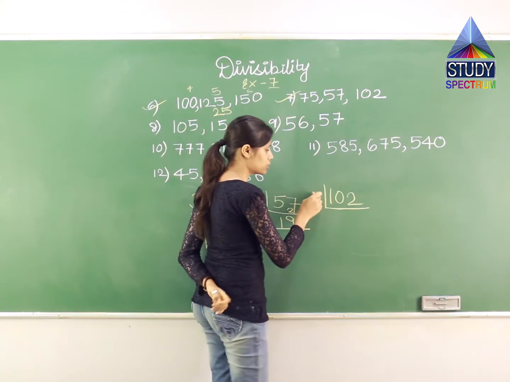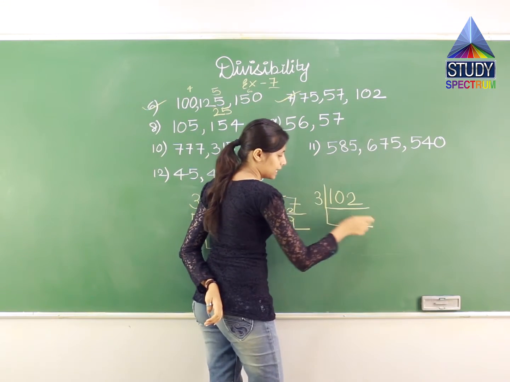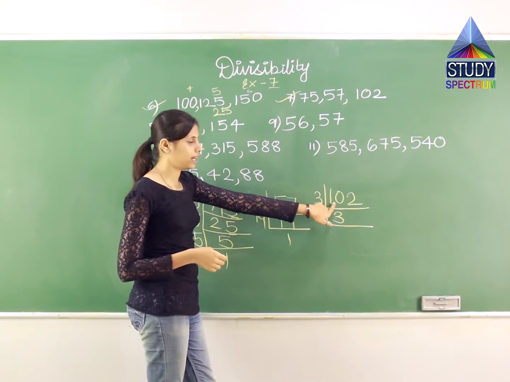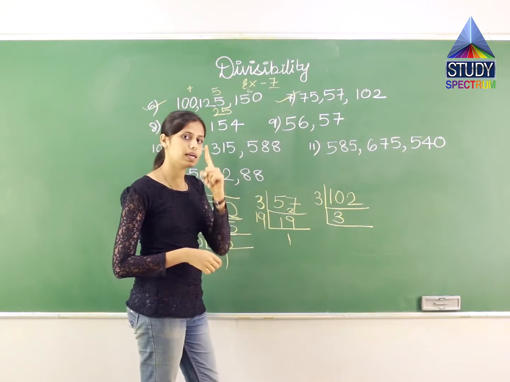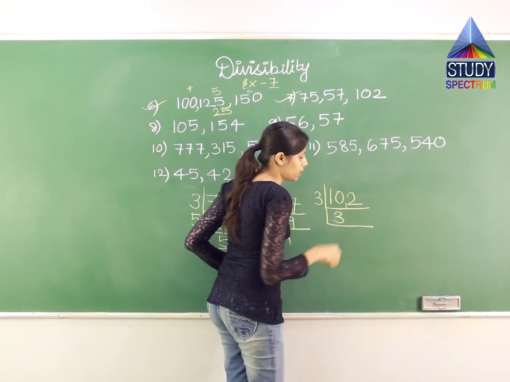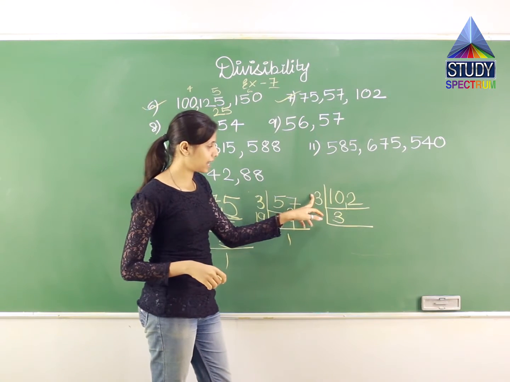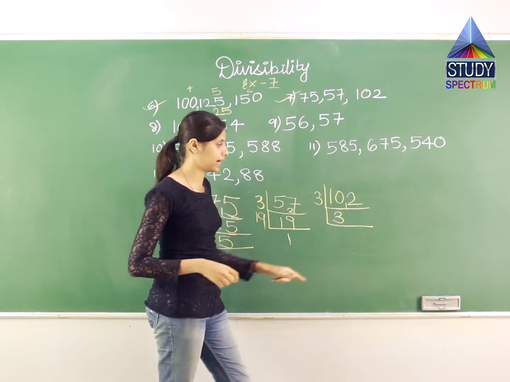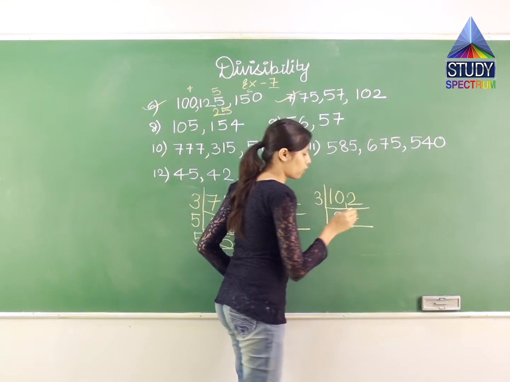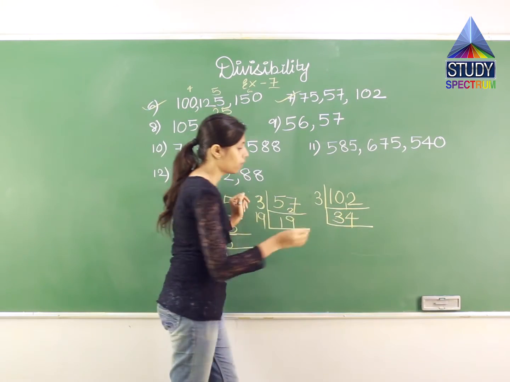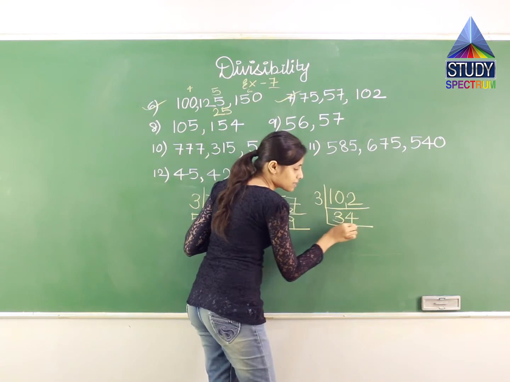So let us divide 102 by 3. 3 threes are 9, right? So 3 over here. But I have 10. So 10 minus 9 gives me 1. So that one I will put over here. 3 ones are 3, 3 twos are 6, 3 threes are 9, 3 fours are 12, and that is what I require. So I will write 4 over here. I got 34.